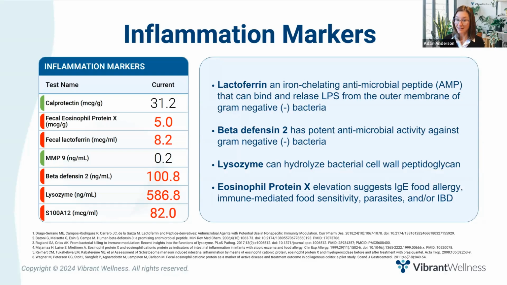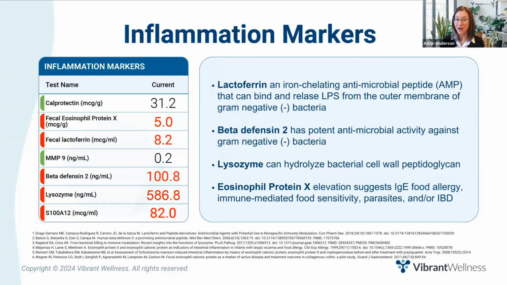Beta defensins are expressed predominantly by epithelial cells and are believed to play an essential role in the defense of the mucosal barrier. The antimicrobial activity of beta defensin 2 is predominantly against gram-negative bacteria. Now, lysozyme is another AMP critical to host defense. All lysozymes can kill bacteria by hydrolyzing bacterial cell wall peptidoglycan.